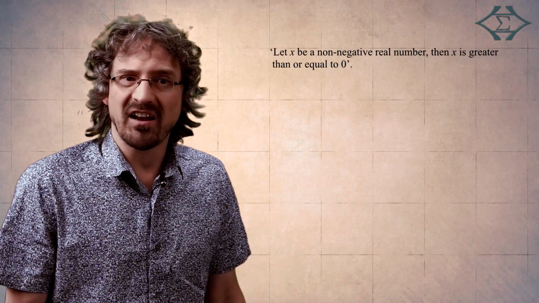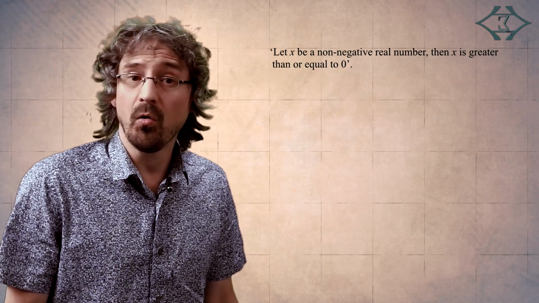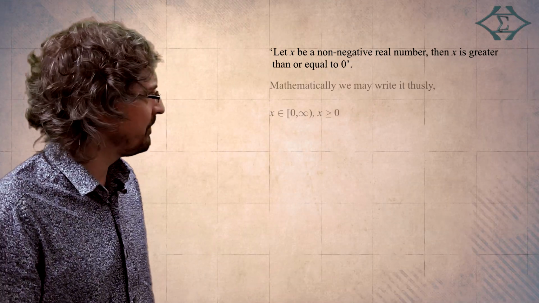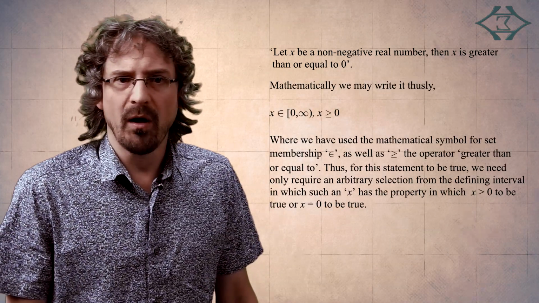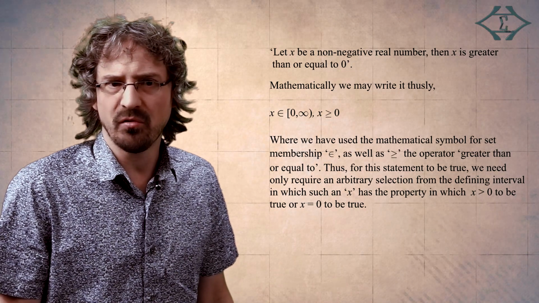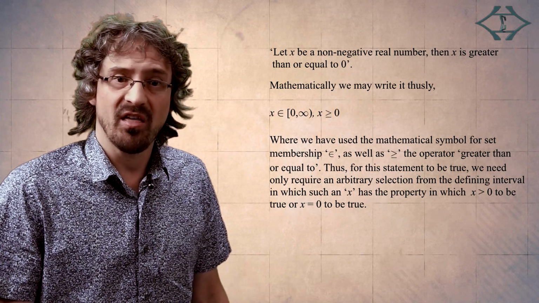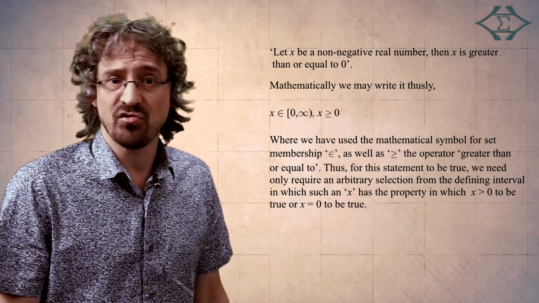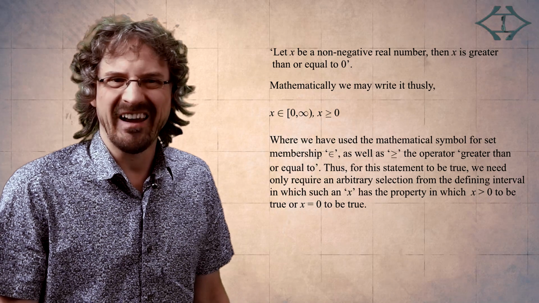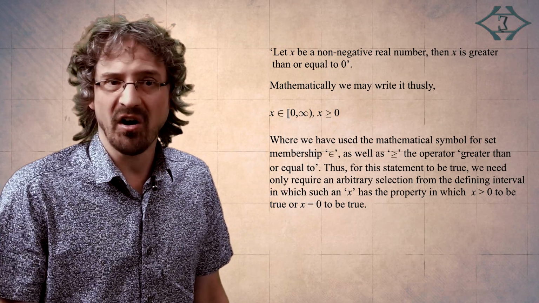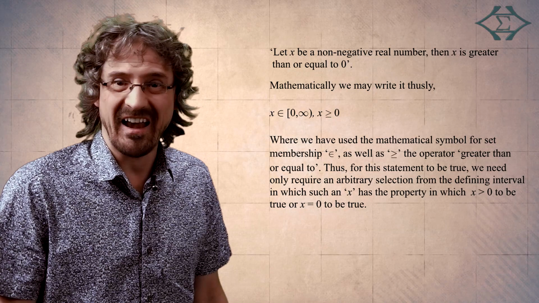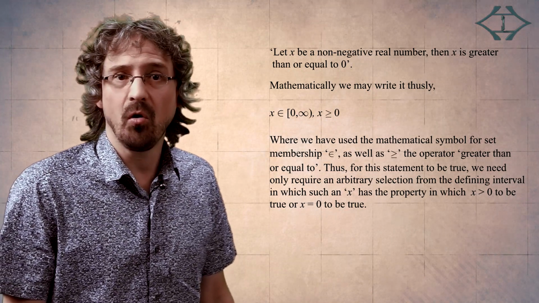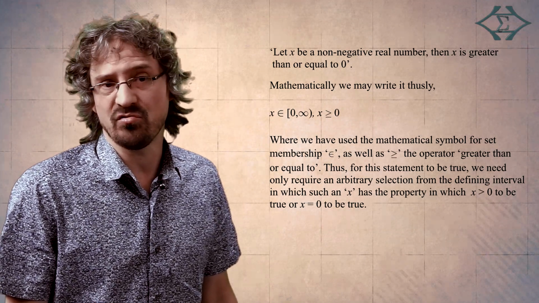Let x be a non-negative real number, then x is greater than or equal to 0. Mathematically, we may write this thusly, where we have used the mathematical symbol for set membership as well as the operator greater than or equal to. Thus, for this statement to be true, we need only require an arbitrary selection from the defining interval in which such an x has the property in which x is greater than 0 to be true or x is equal to 0 to be true.